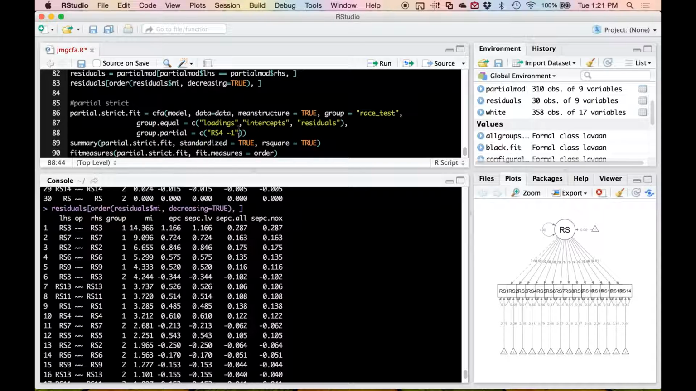But now I'm going to allow something else to be partial, and this is where you can cut and paste the code from the top to the bottom. Boop. Right. And so now not only am I letting the intercept for RS4 be different, but I'm letting the residuals for RS3 be different. Okay. And it's one thing at a time.